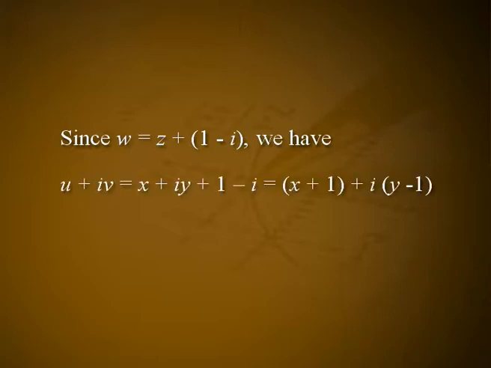Example: consider the transformation w is equal to z plus 1 minus i. Let us determine the region d dash of the w plane corresponding to the rectangular region d in the z plane bounded by x is equal to 0, y is equal to 0, x is equal to 1 and y is equal to 2. Since w is equal to z plus 1 minus i, we have u plus iv is equal to x plus iy plus 1 minus i, which is equal to x plus 1 plus i into y minus 1. Thus, u is equal to x plus 1 and v is equal to y minus 1.